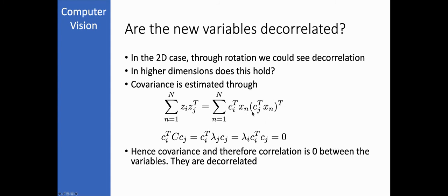Putting everything together, I notice that this can be written as Ci times the sample covariance matrix times Cj. Note that Cj and Ci are eigenvectors, so it's equivalent to this term. Lambda j and lambda i are both scalars, and I know that Ci and Cj are eigenvectors, therefore they're orthogonal. So this product is 0. Therefore, the covariance between the new variables is 0. So they are decorrelated.